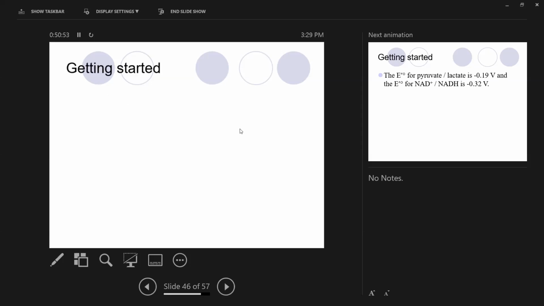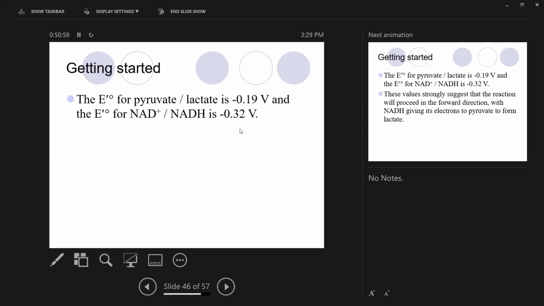So to get started, half reactions, right? So we have one half reaction, pyruvate to lactate. We have the other, NAD+ to NADH. And these are very well established. We have the delta E's for these. Those, in fact, come straight from the tables in your book.